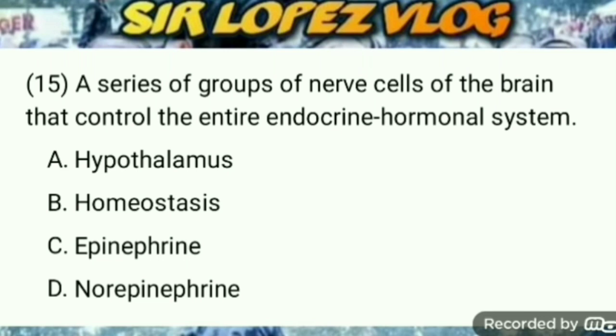15. A series of groups of nerve cells of the brain that control the entire endocrine-hormonal system. A. Hypothalamus. B. Homeostasis. C. Epinephrine. D. Non-epinephrine.